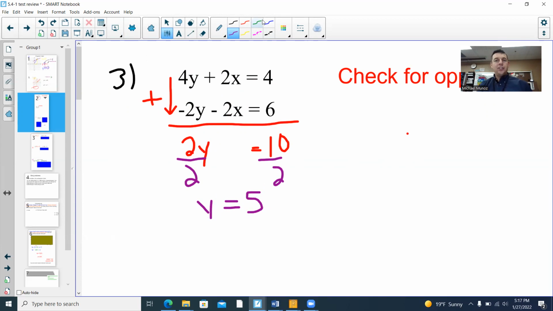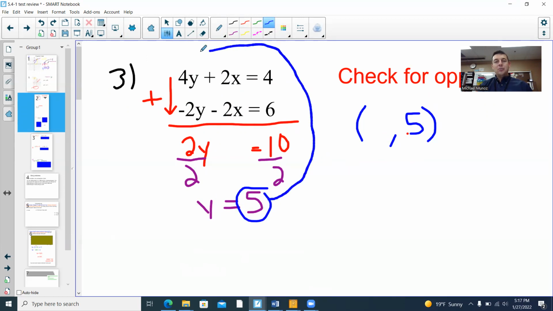At this point, you're not done though, because you have to find out what your x is. We found part of our answer. So our answers are going to be in x, y. So y comes second. Y is 5. Now we got to figure out our x. To do that, I'm just going to take this and plug it back into one of my equations. It doesn't matter which one. I usually pick the easier looking one with all positive numbers.